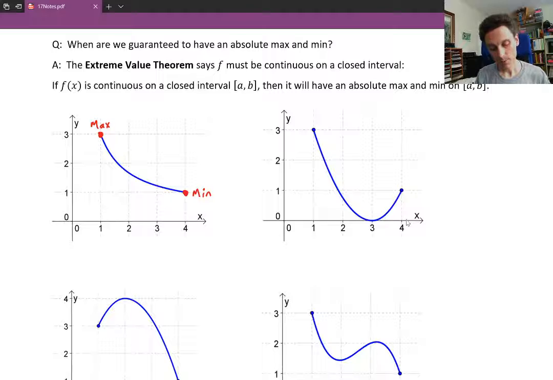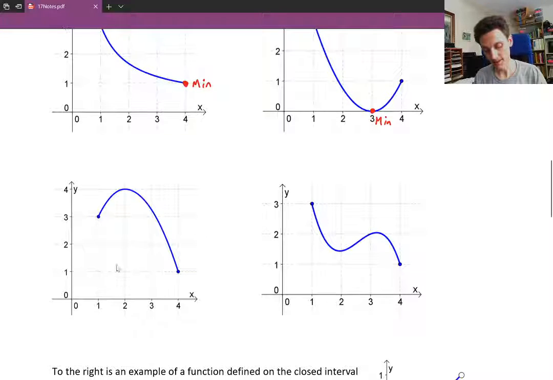Here, what's the absolute max? We said 3, that's right. And the absolute min? 0. It's happening at x equals 3, but the minimum value, the absolute minimum value, is 0. So it looks like sometimes the absolute max and absolute min can happen at endpoints, or it could happen in between in the interval at maybe a local min or possibly a local max, like in the next example.